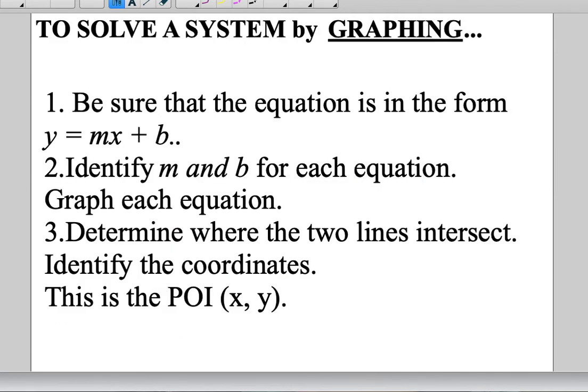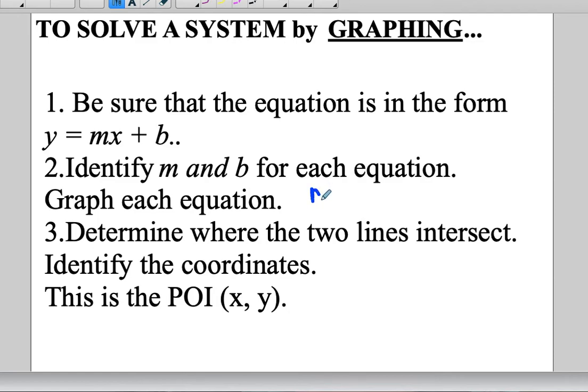To solve a system by graphing, we need to make sure that the equation is in the form of y equals mx plus b. So if it's in standard form, like 4x plus 3y plus 7 equals 0, we need to rearrange it like we did in the last unit into slope-intercept form, y equals mx plus b. Then identify the m and b for each.